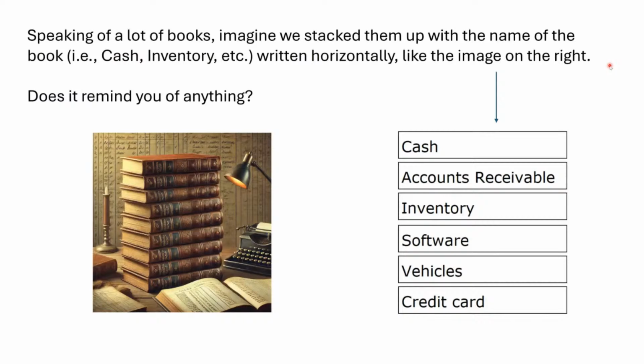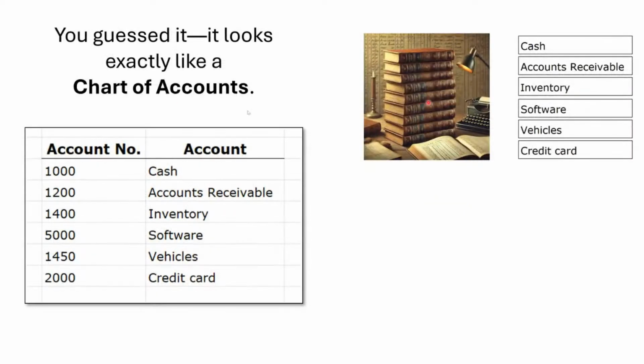So speaking of a lot of books, imagine for a second if we take all of my books, cash book, accounts receivable, inventory, software, vehicles, etc., right, and put it all as a stack with names written out horizontally, like so, right? So what does it remind you of? So of course, if you look at it now, it becomes clear that every single line here before computers was an actual physical paper book, right? And that's all the chart of accounts is. They're just books stacked up, each dedicated to a separate account, right?